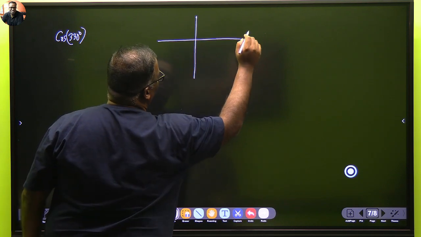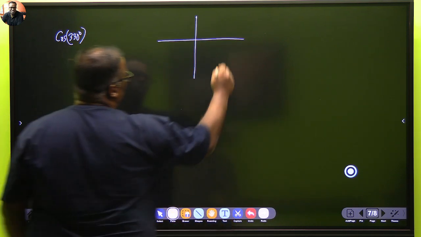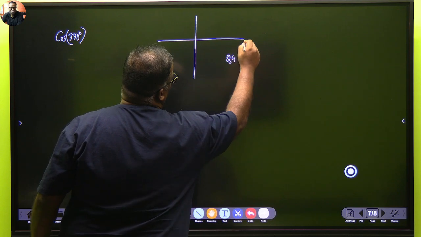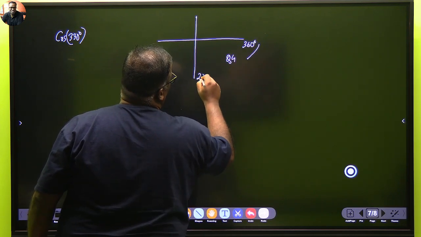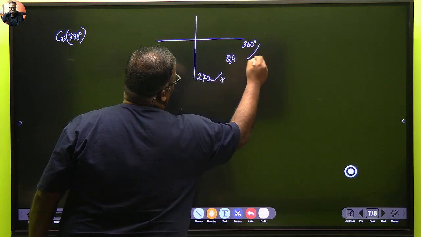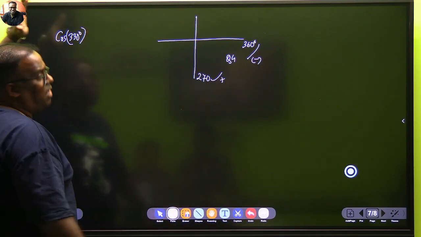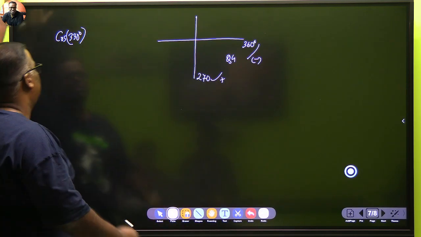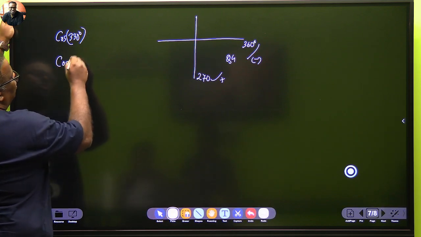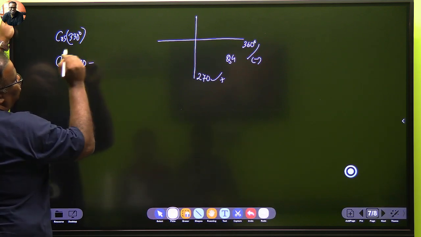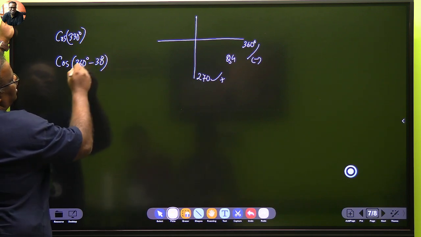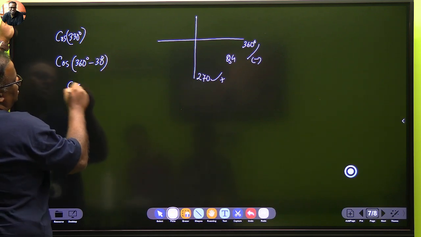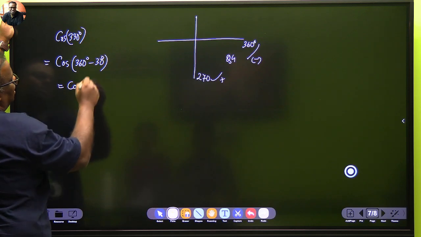330 means कहां पे हो आप? Q4 में हो. तो आपके पास दो रास्ते हैं. Either you make it 360 minus or you make it 270 plus. Kirtan will go by 360 minus. So we write this is equal to cos of 360 minus 30 degree. We are on 360, a sleeping line. Function doesn't change. 30 remains 30.